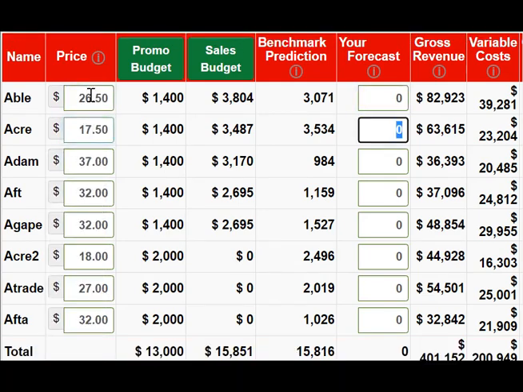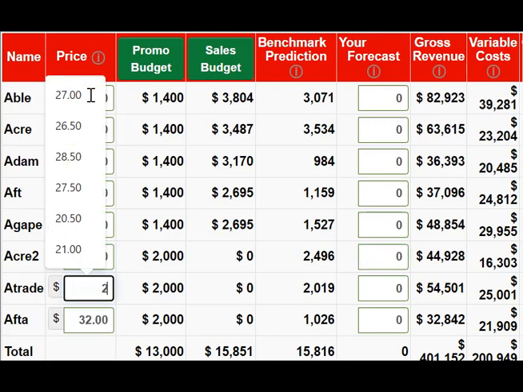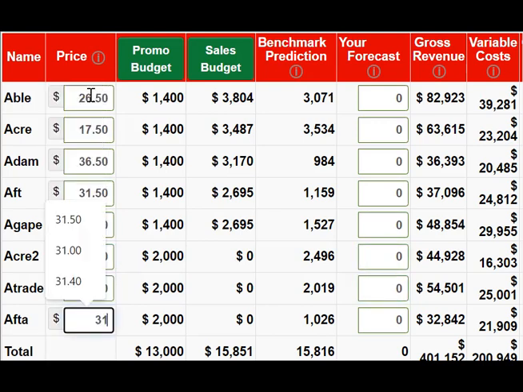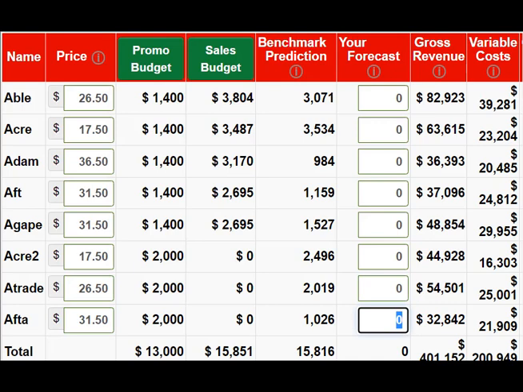And now for the marketing table, we reduce the price by 50 cents, half a dollar for each product to maintain the product competitiveness. And we do that for all the 8 products.